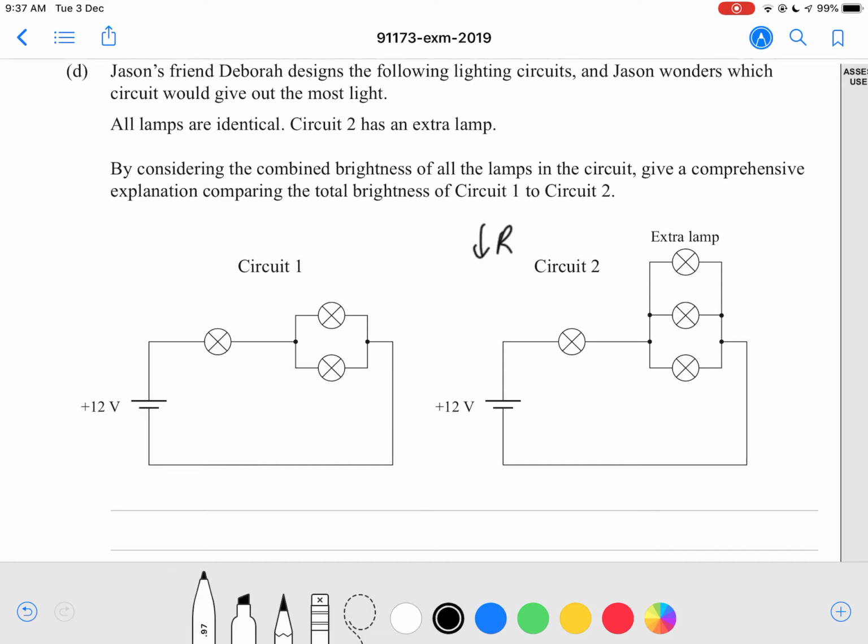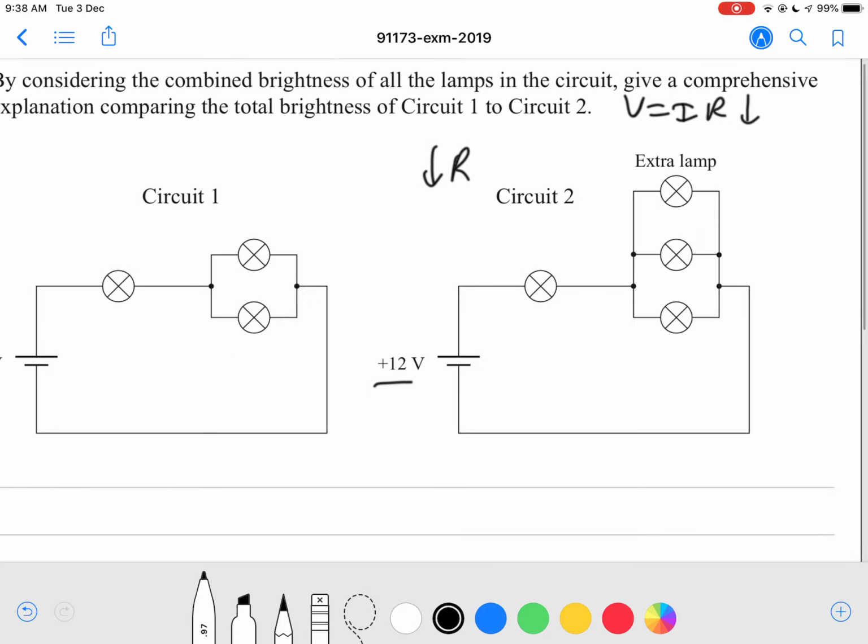And assuming this 12 volts is the same, so the voltage supply is the same, so voltage is constant, therefore V equals IR. Resistance goes down, voltage stays the same, which means current must increase. So the circuit current of circuit 2 would be greater than the circuit current of circuit 1.